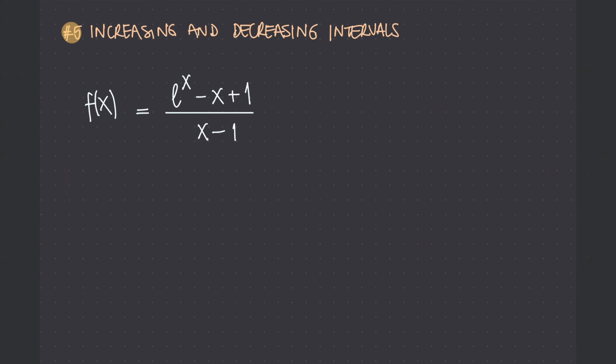To find increasing and decreasing intervals, we first need to calculate the first derivative. And given that this is the function that we have, using the quotient rule, we have the following.